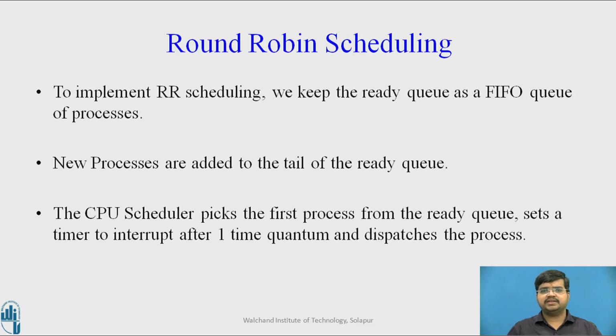To implement RR scheduling, we keep the ready queue as a FIFO queue of processes. So, here we are using a ready queue and it works in the manner of a FIFO queue. New processes are added to the tail of the ready queue. The CPU scheduler picks the first process from the ready queue, sets a timer to interrupt after one time quantum, and dispatches the process.